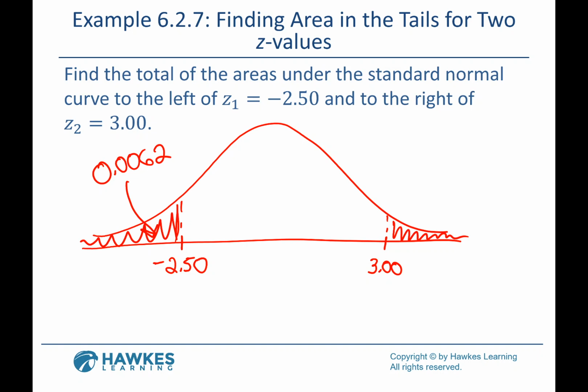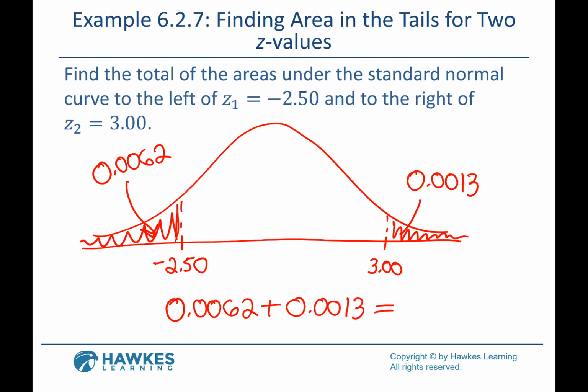Then we want the area to the right of this one. So the lazy way is to look up the opposite, look up negative 3. If I look up negative 3.00, I get 0.0013. That's it. And then we just want the total, so we just add these two together. So we get a total area, 0.0075.